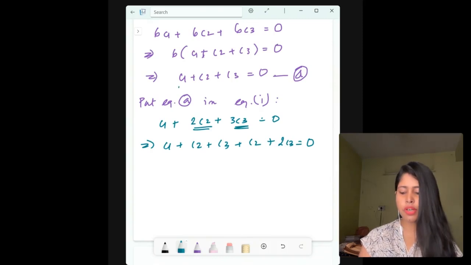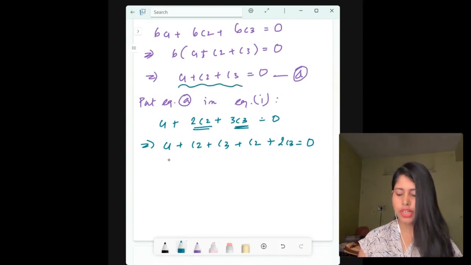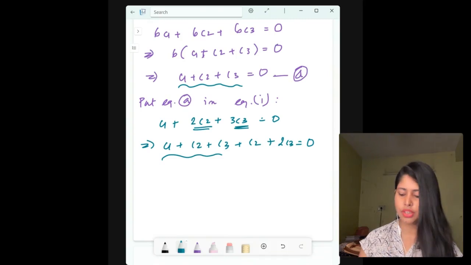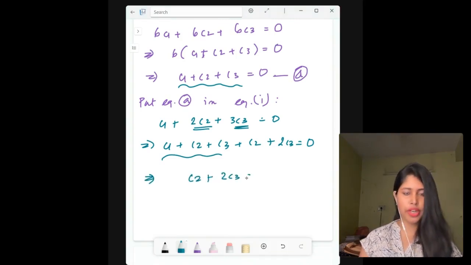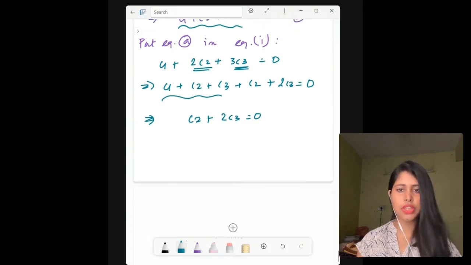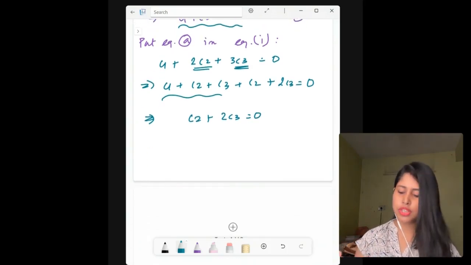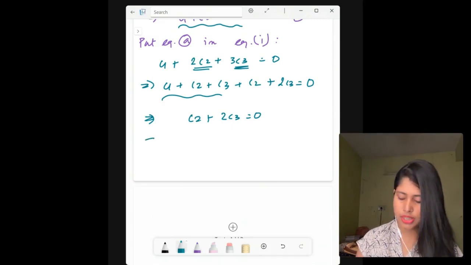Now we already know what C1 plus C2 plus C3 is, right? So if I put the value here, we will get C2 plus 2C3 is equal to 0, right? And from here we get a relation between C2 and C3, which is C2 is equal to minus 2C3.